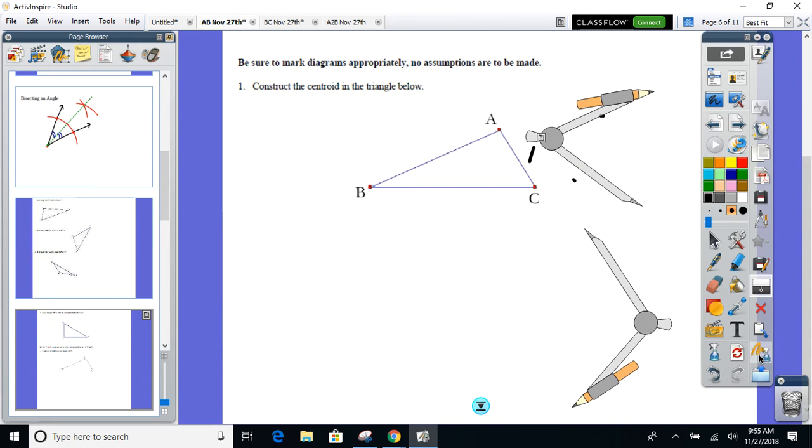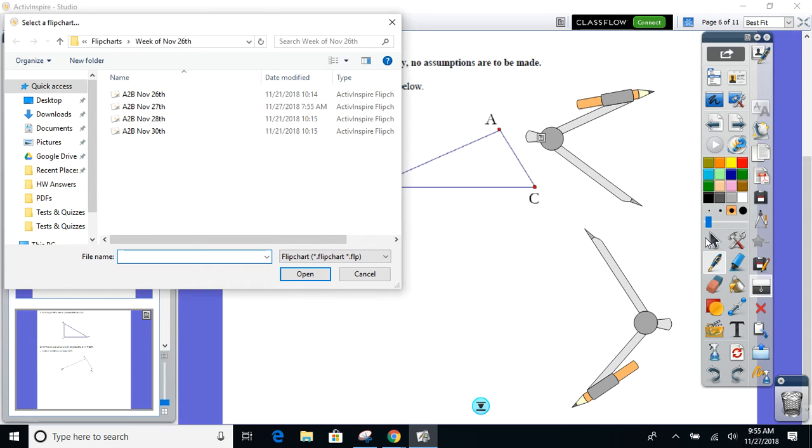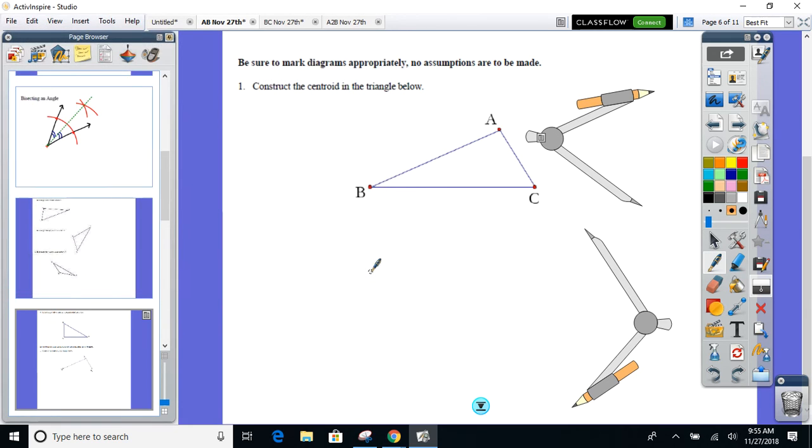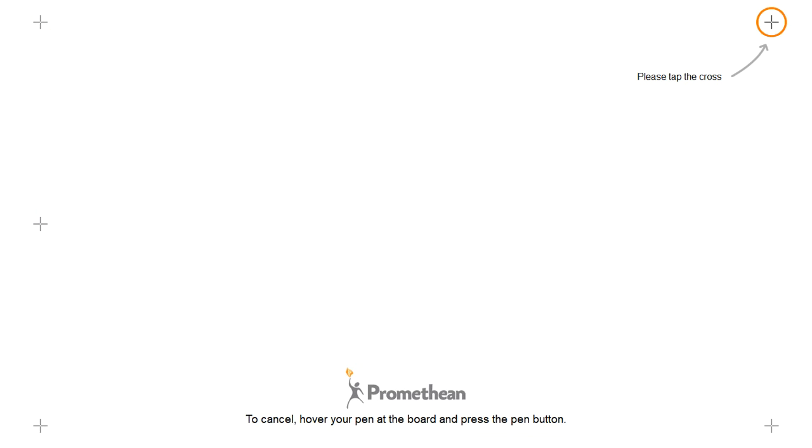I got 2 compasses on here. We're a hot mess right now. And now the pen's not even working. Nice. All right, I'm just going to talk as we get this fixed.